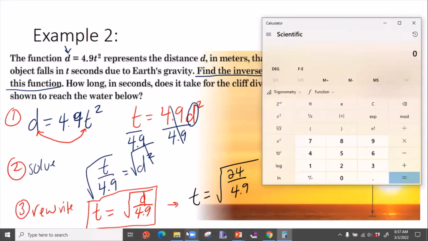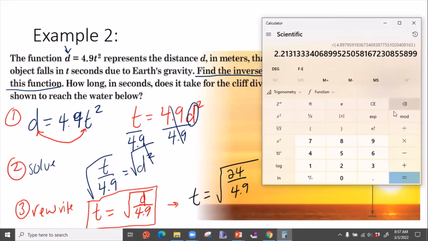All right, so I'm going to do my division, then my square root. So I have 24 divided by 4 9/10. And then I'm going to take the square root of that. And it gives me roughly 2 and 21/100. Is it okay if I cut off right here?